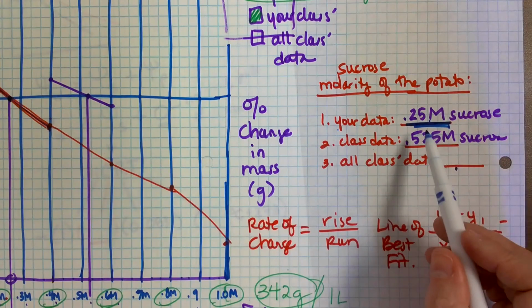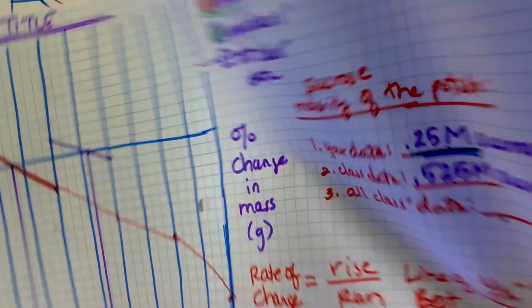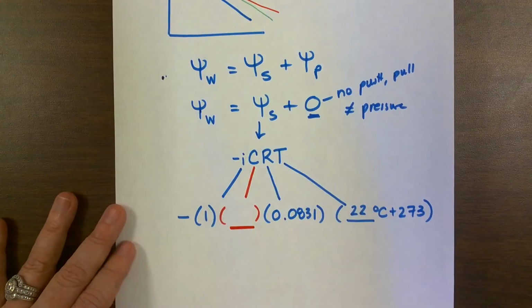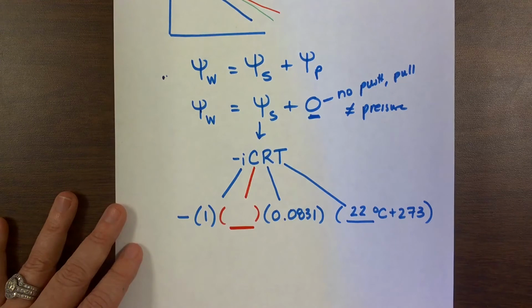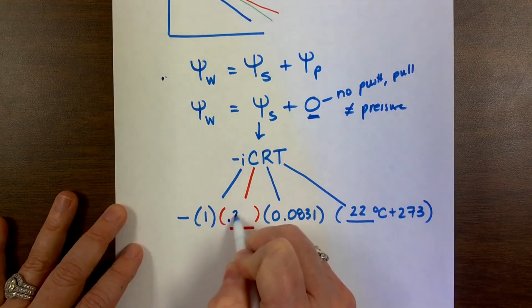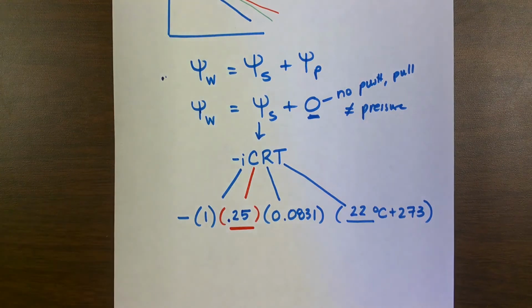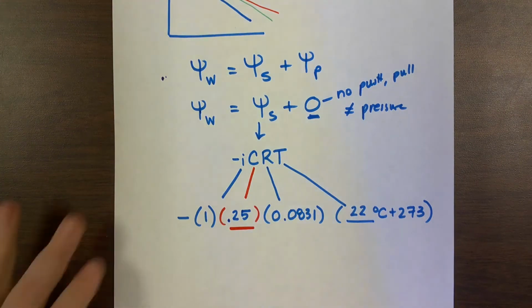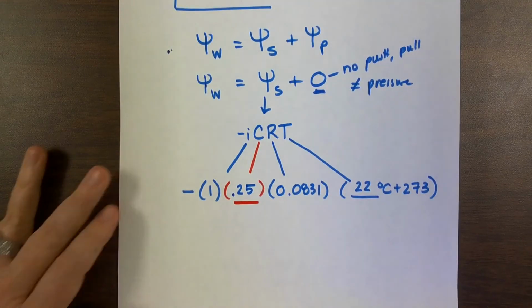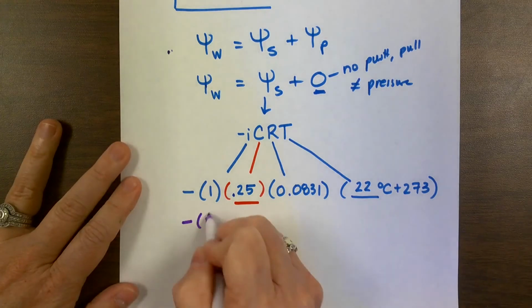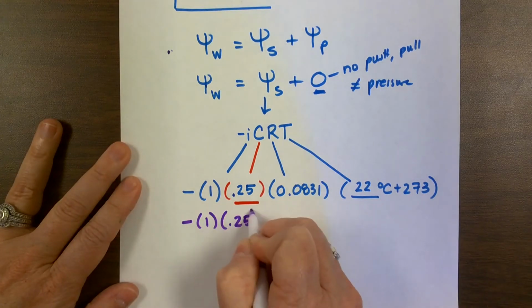But I'm just going to happen to use 0.25. So for this formula, for the water potential of the potato based on that graph, I would plug in 0.25 because I estimated that it was 0.25 molar the way my graph was graphed. So then I just go down and I do math. I keep my negative. This is 1. This is 0.25.